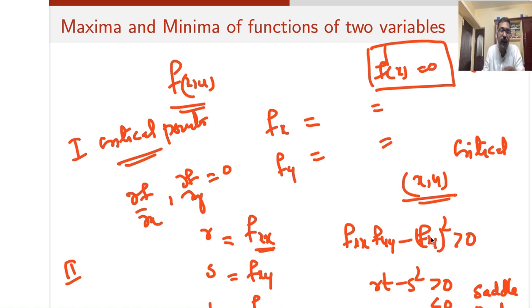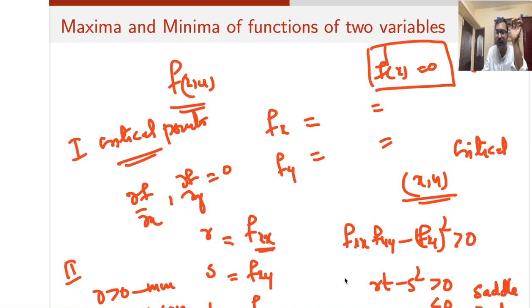Okay, now how to find the maximum point? Similar to the one variable case, if your r is greater than 0, it will be a minimum point, or if your r is less than 0, it will be a maximum point. If your second derivative was greater than 0, it was a minimum point there, and similarly if the second derivative was less than 0, it was a maximum point there. So similarly, if your r is greater than 0, it will always be a minimum point, and if your r is less than 0, it will always be a maximum point.